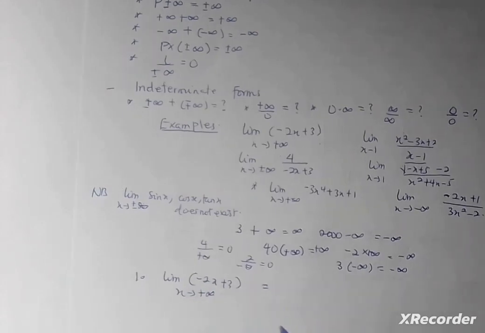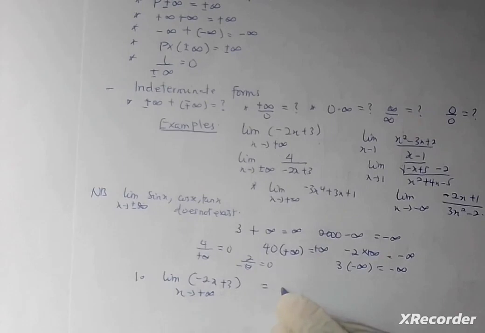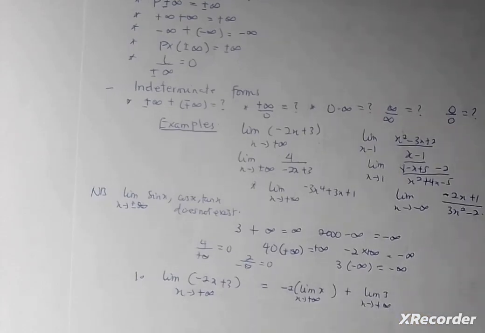This is simply, from the properties, negative 2 times the limit of x as x approaches positive infinity, plus the limit of 3 as x approaches positive infinity. This is from the properties in our first class. So you realize that the limit of any constant as we are approaching infinity, or as we are approaching anything, will give us a constant back again. So here our solution is 3.